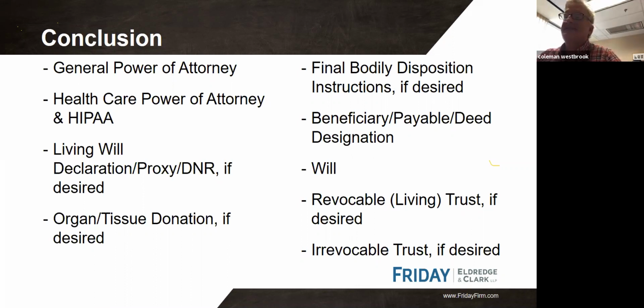For those who have a lot of assets or complicated assets that you can't do designations with, a revocable trust is recommended. And then lastly, if there's some planning reason, you should consider an irrevocable trust.